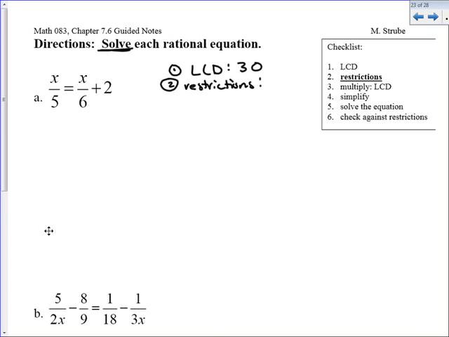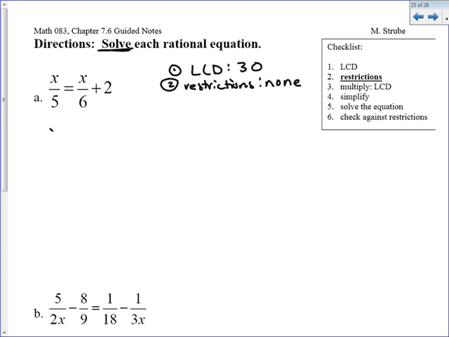No variable. So for this particular problem, there actually are no restrictions. There's no value for x that I'm going to substitute into any of my fractions that would make the denominator 0, because it's 5 and 6. There's no variables there. So that ties right back into that 7.1. Denominators can't be 0. So now what we want to do is clear out all those fractions.